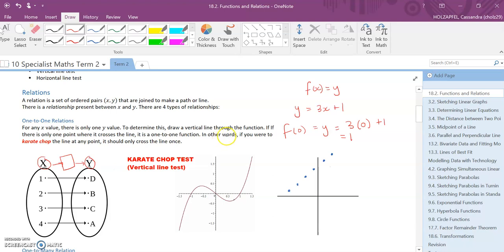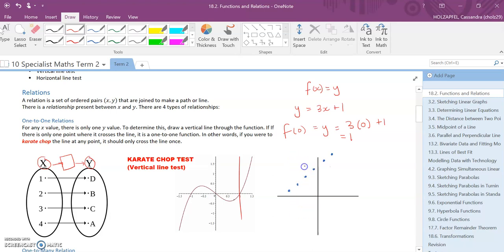Now, an easy way to test this is the karate chop test. You're going to get your points or your equation, and plot it on a graph. If it's not plotted on a graph already, you're going to do a karate chop. What I mean by karate chop is you're going to draw a vertical straight line through the function. If you do that karate chop at any single point along the line, you should be able to show that it only crosses one point. I've got all these coordinates here. If I was to karate chop through any point, we would know that that's a one-to-one relation.